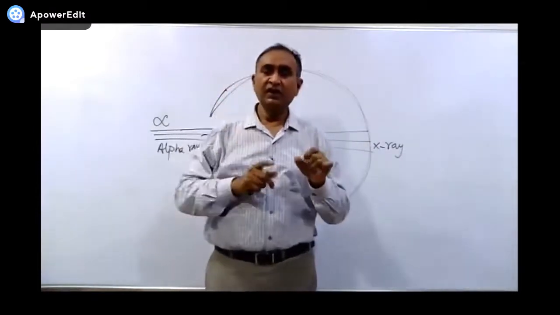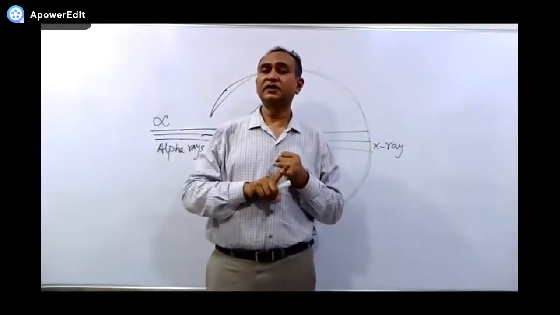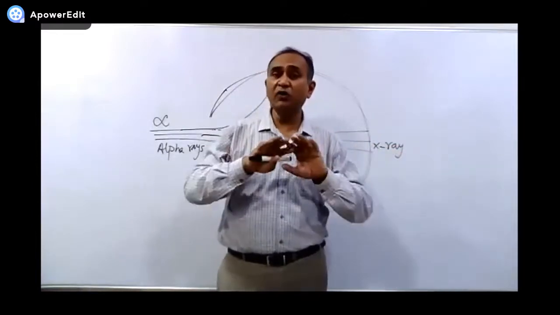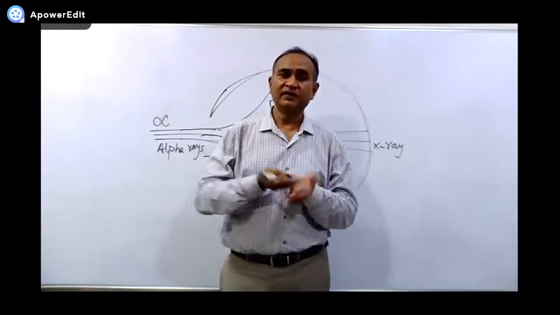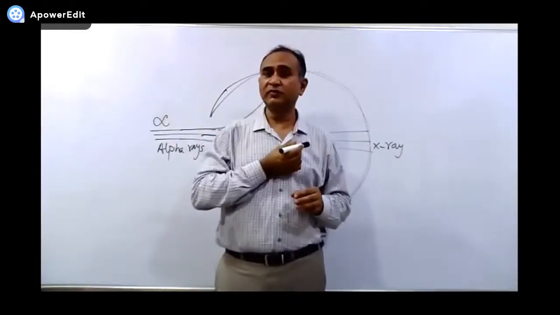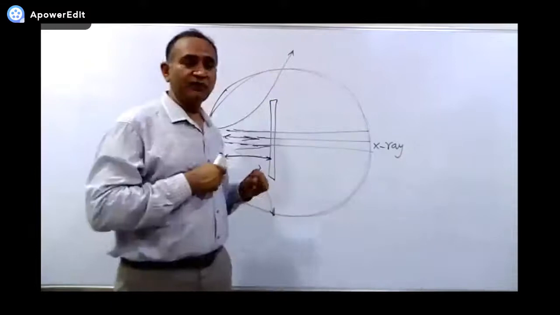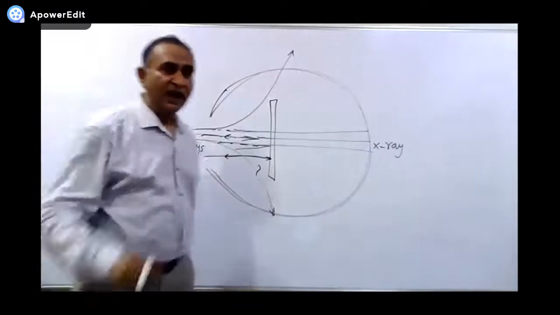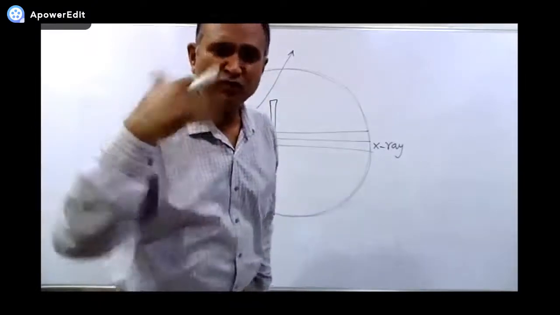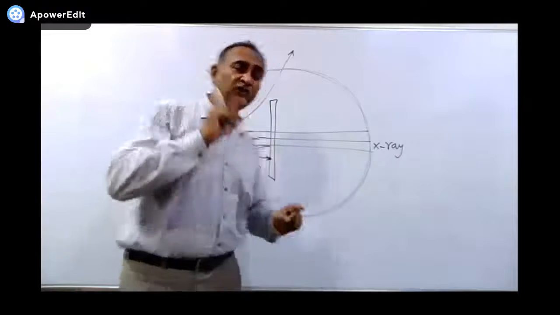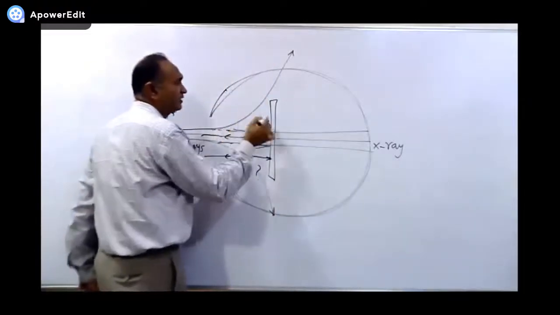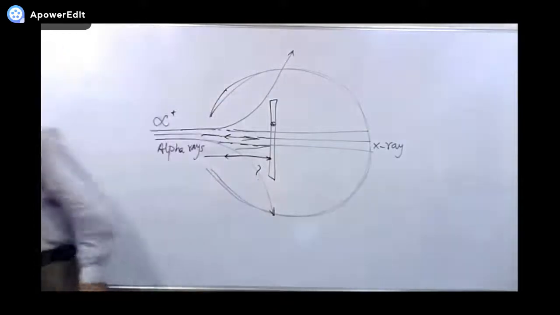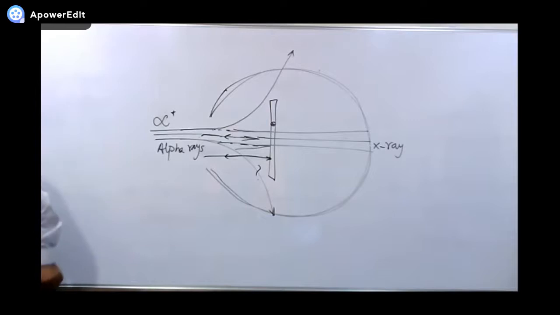I repeat, what is the first observation of Mr. Rutherford? That most of the alpha particles pass through. It means atoms are hollow from inside. That is why these alpha particles pass through. Second observation, bending. Alpha rays are positively charged, and you know positive always pushes away another positive. So it means they are going away, meaning there is something positive over here.